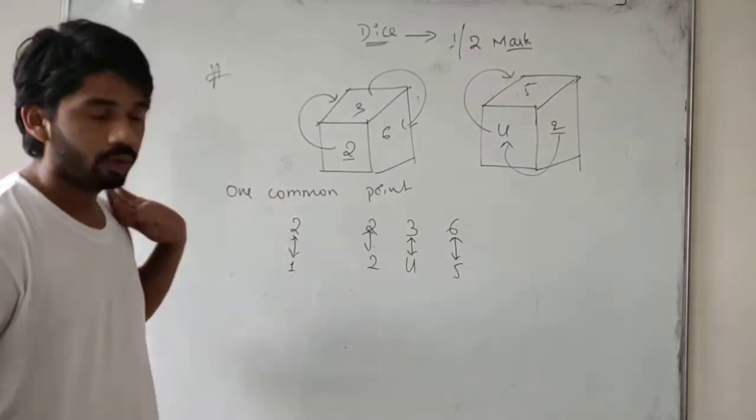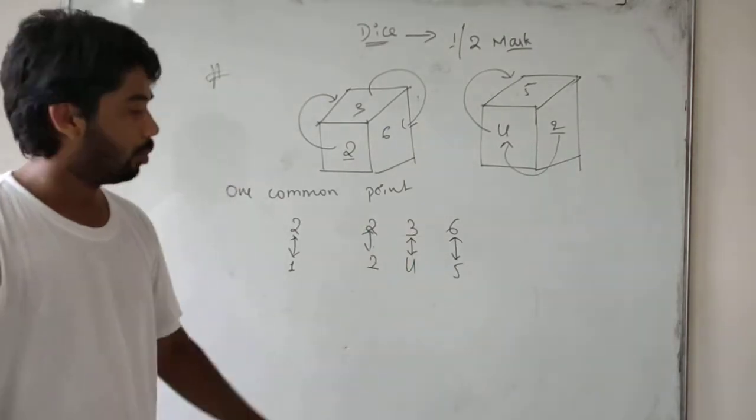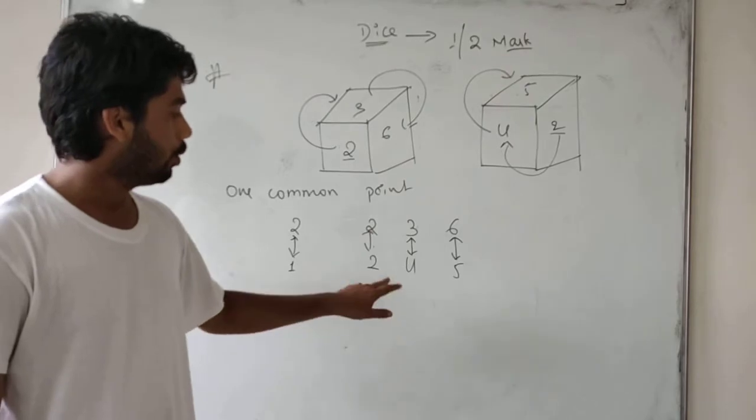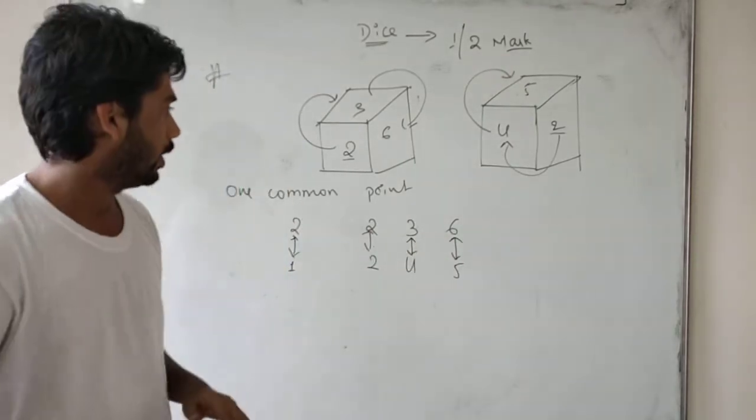Now students, now we got it. Now I can ask any type of question. What is the opposite of 4? Means 3. Opposite of 2 is 1. Opposite of 6 is 5. So in this one, wait students.